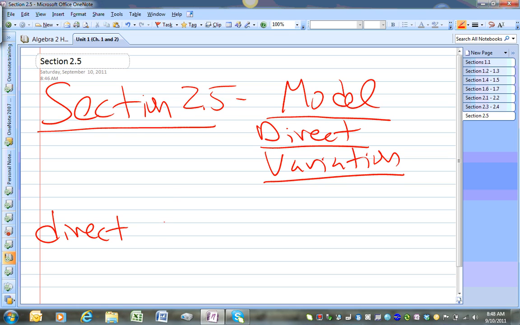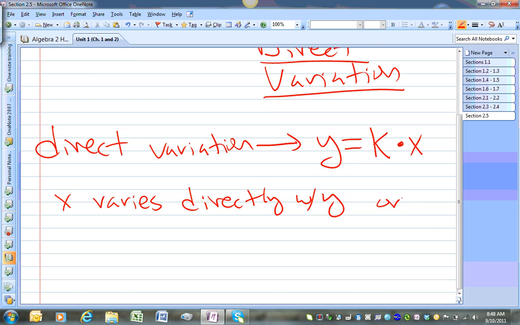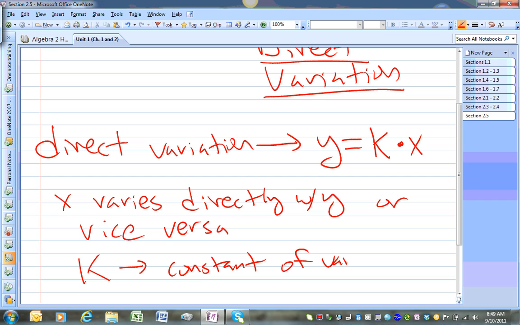Direct variation is given by the following equation. y equals k times x. So in this case, we say that x varies directly with y, or vice versa, the other way around. k is called the constant of variation.